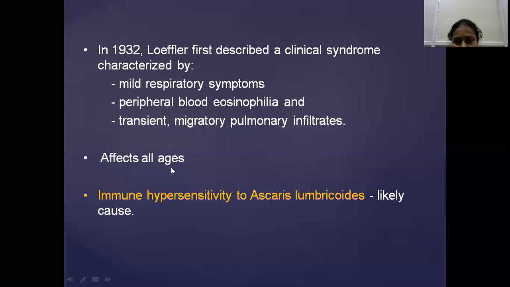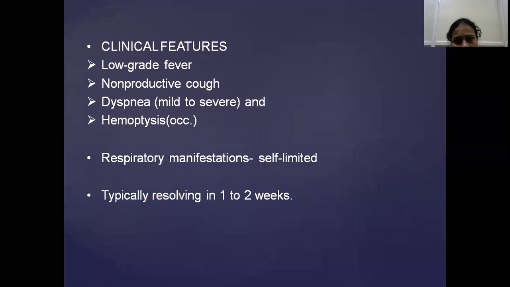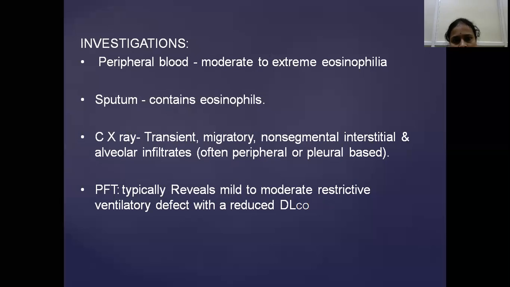It can affect all age groups. The main cause of Loeffler syndrome is a hypersensitivity reaction to Ascaris lumbricoides infection. It is a parasitic infection leading to immune hypersensitivity, which causes pulmonary eosinophilia. The clinical features are mild: low-grade fevers, non-productive cough, dyspnea, and occasionally hemoptysis. All these manifestations are self-limited, and they typically resolve within 1 to 2 weeks.